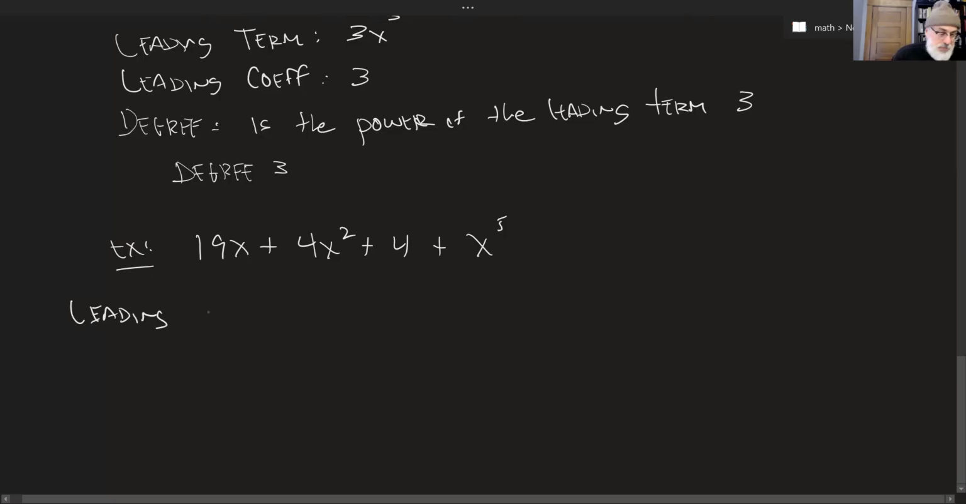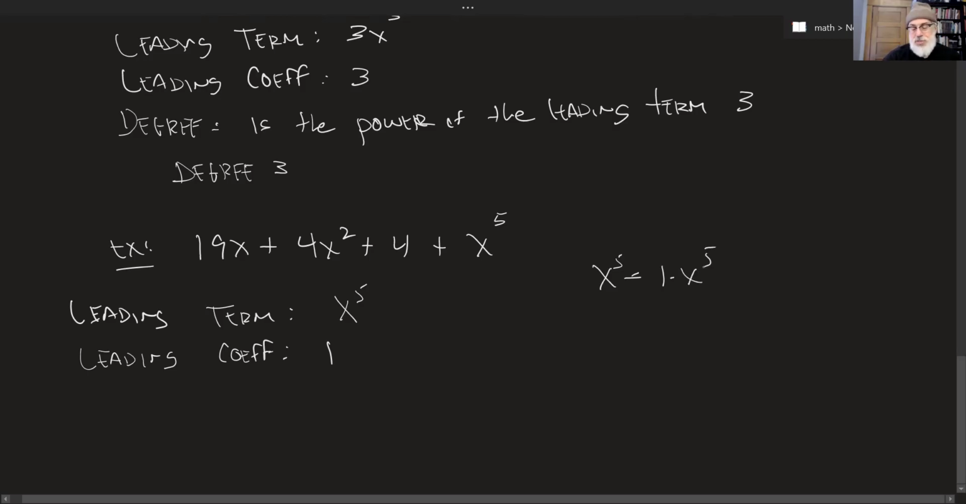So the leading term is the term of the polynomial with the highest degree or highest power. So that's x to the 5th. What's the leading coefficient here? Well, we assume that if there's no visible number in front of x to the 5th, there's a 1. So x to the 5th is the same as 1 times x to the 5th.